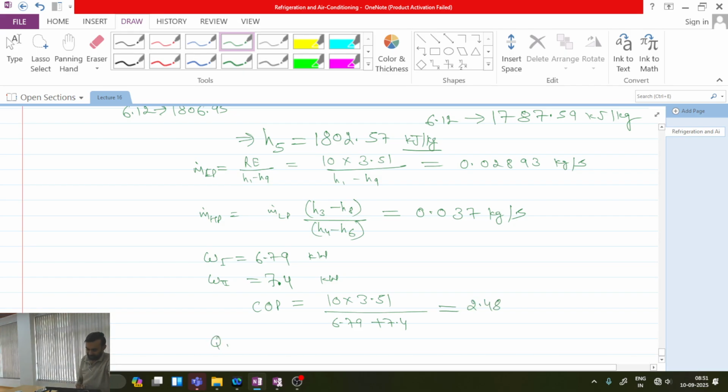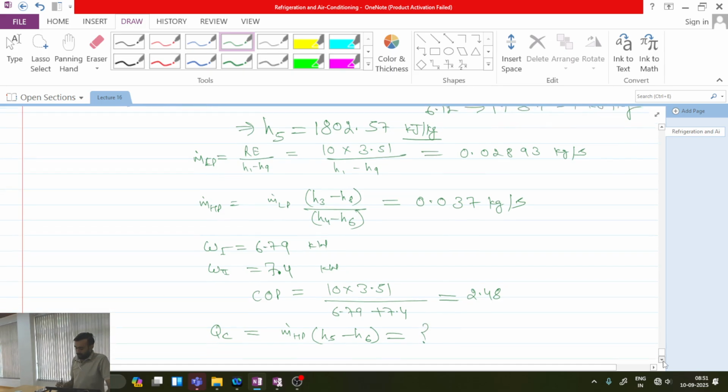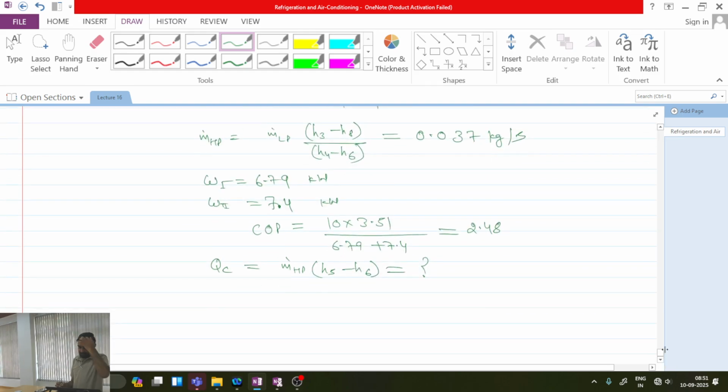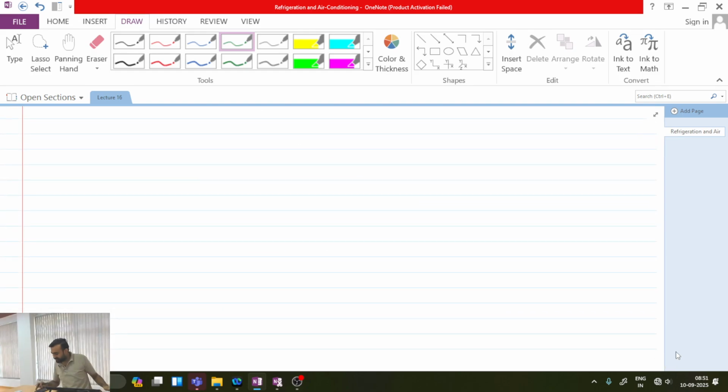And the heat rejected in the condenser is m dot HP into (H5 minus H6). You can calculate it now, I need not ask you to. Now the next question is, if instead of this I operate a single stage cycle, then what will happen?